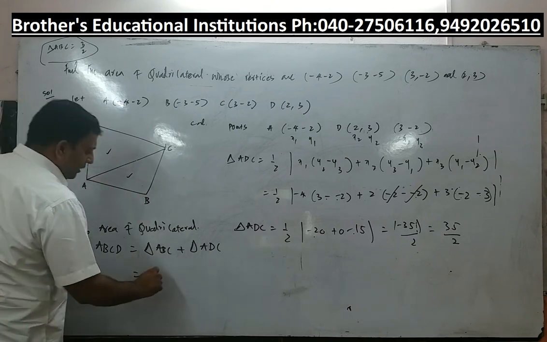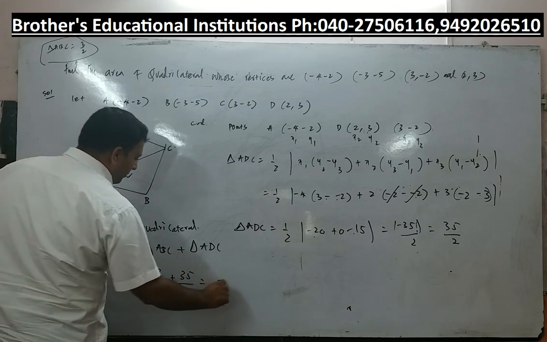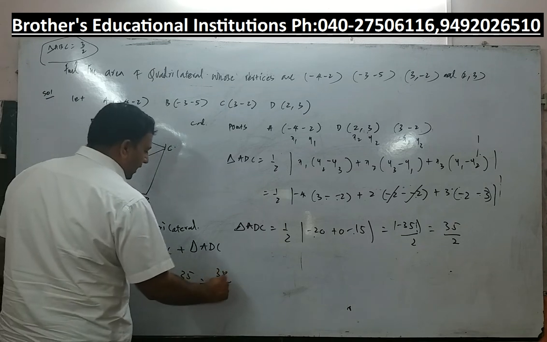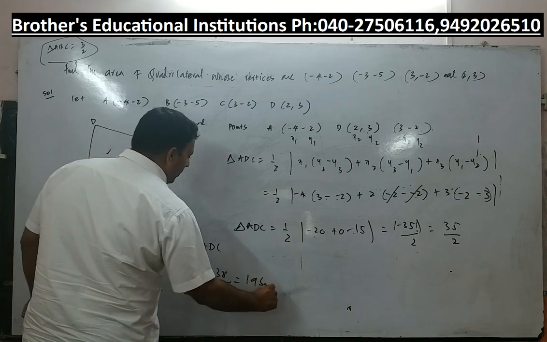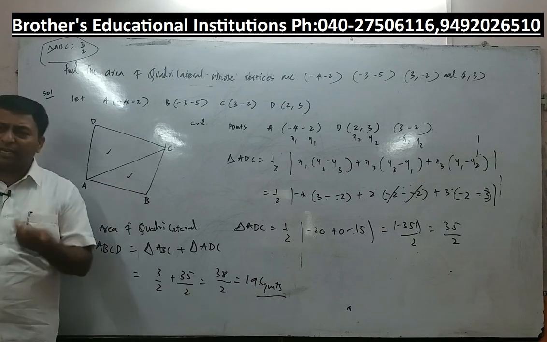And what did you get there? 3 by 2. And what did you get here? 35 by 2. LCM 2. 3 plus 35 is 38. Divided by 2 is 19 square units. This is the area of quadrilateral ABCD.